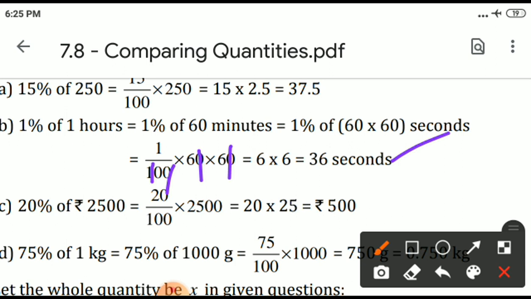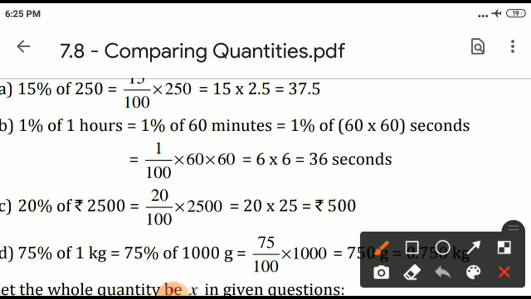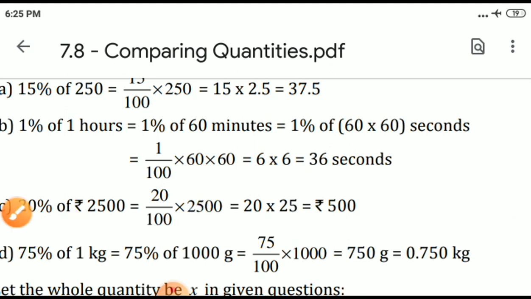Clear? Good. Now, 20 percent of rupees 2500. Percentage of means multiplied directly. Whatever the percentage is given, remove the percentage sign and divide by 100, and multiply with whatever the number is. When you find of, you just multiply, remove the sign, and divide by 100. Okay, 20 cut, 20 cut. 20 into 25 will give you 500.